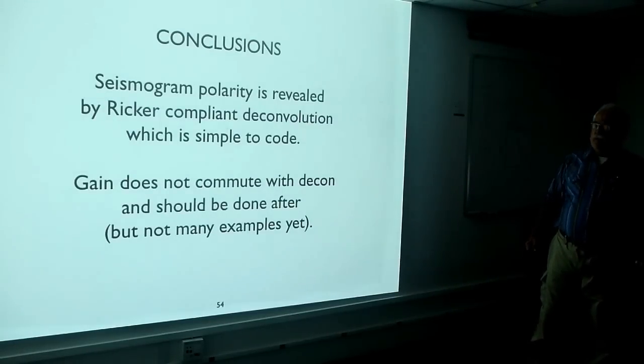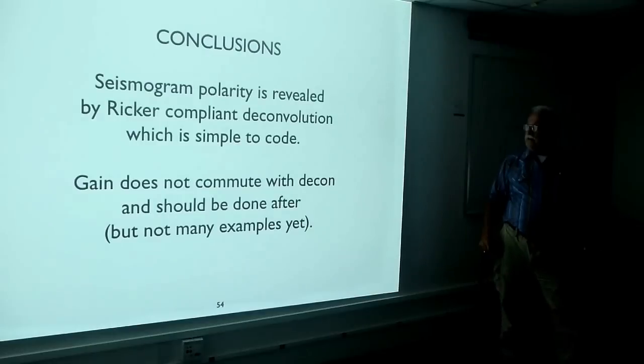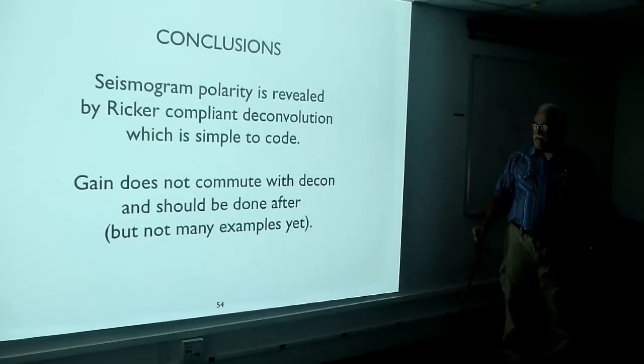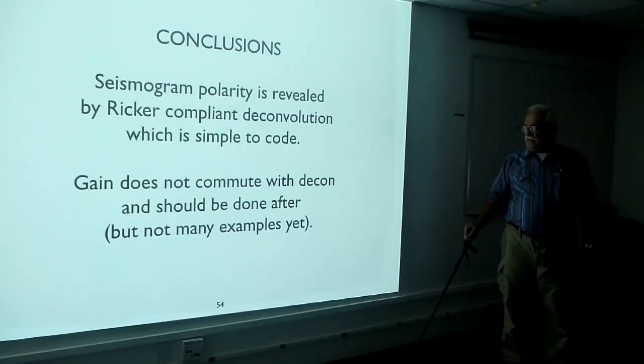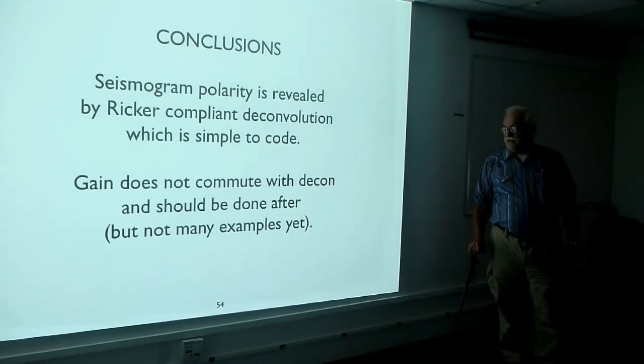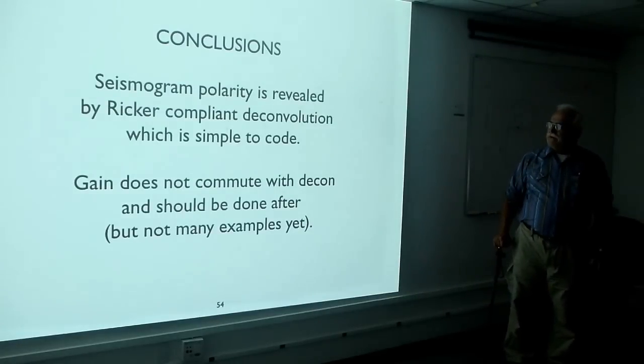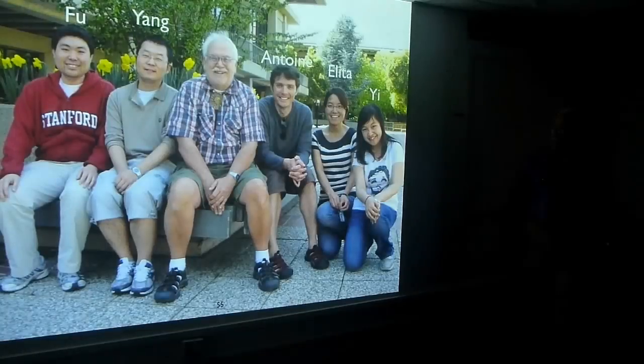The conclusion is that seismogram polarity is revealed by rigor compliant deconvolution, and that it's simple to code. And the other conclusion is that gain does not commute with decon, and it should be done afterwards. And I have one or two nice examples of that, but that's about as far as it goes.